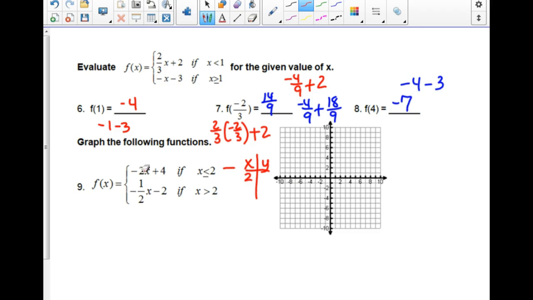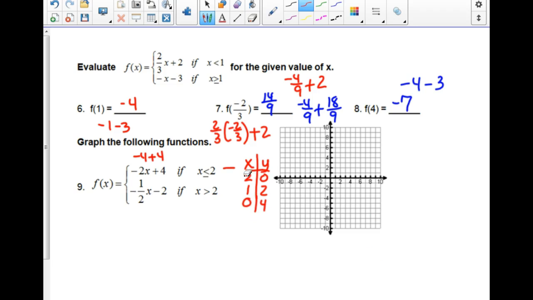I'm going to put 2 into the first equation. That would give me -2 times 2, which is -4. -4 plus 4 would be 0. I need another number less than 2, so I'm going to go ahead and put in 1. That'd be -2 plus 4, which is 2. And maybe if you wanted to put in one more, like 0, you'd get 4.